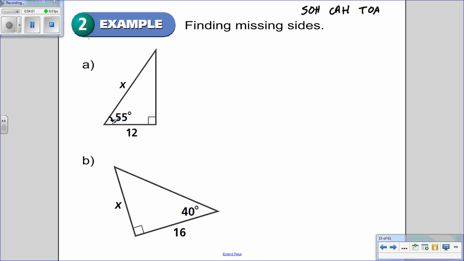Here's our vantage point right here in this angle. Now, what sides are we given? Now I know x is across from the right angle, so that's the hypotenuse. And this side here is next to that angle, so that would be the adjacent. So what function up here, sine, cosine, or tangent, uses the adjacent and the hypotenuse? That's going to be cosine. Adjacent over hypotenuse. So I'm going to set my problem up. Remember, it's cosine of the angle equals adjacent over hypotenuse.